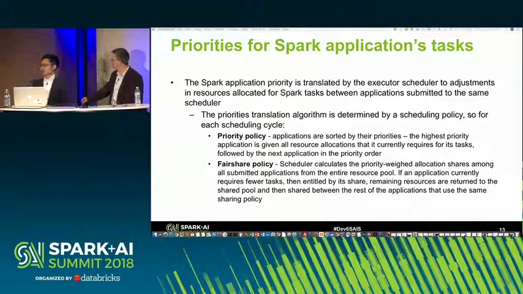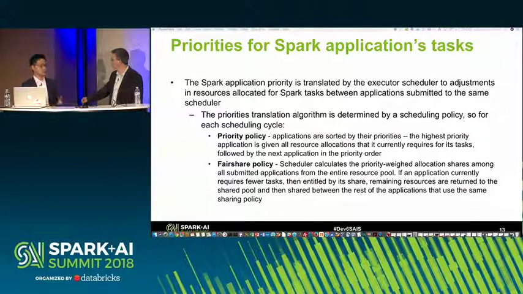Okay, moving on to the executor scheduler. So the Spark application priority is translated by this executor scheduler to resource allocation adjustments for Spark tasks between applications submitted to the same scheduler. And then this priority translation algorithm is determined by a scheduling policy. It could be priority policy or fair share policy.